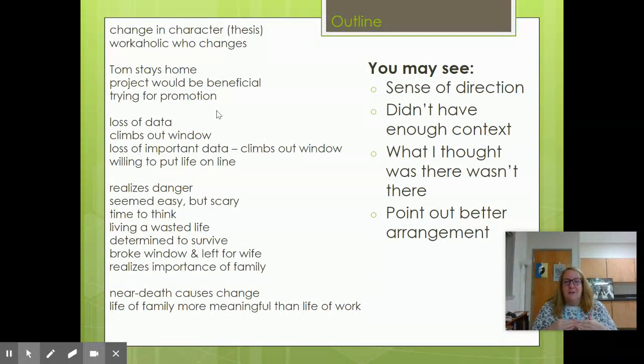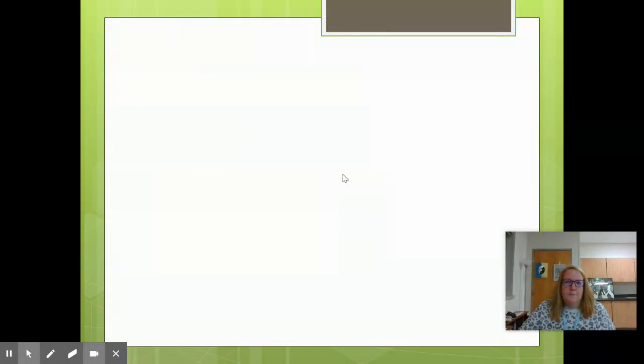So you may notice if you have a good sense of direction or not a good sense of direction with where things are going. Maybe you don't have enough context to let your reader know what was going on with that quote. You may find that things you thought were there aren't there. And you may just see a really obvious, better arrangement for your writing.